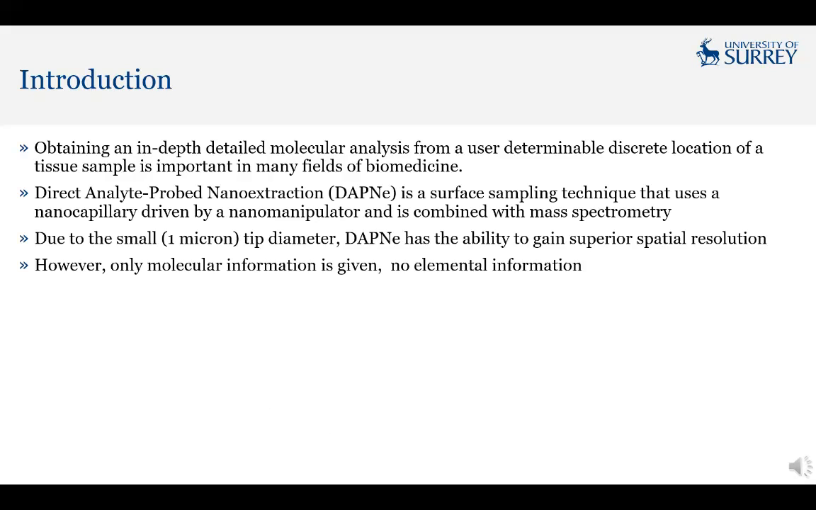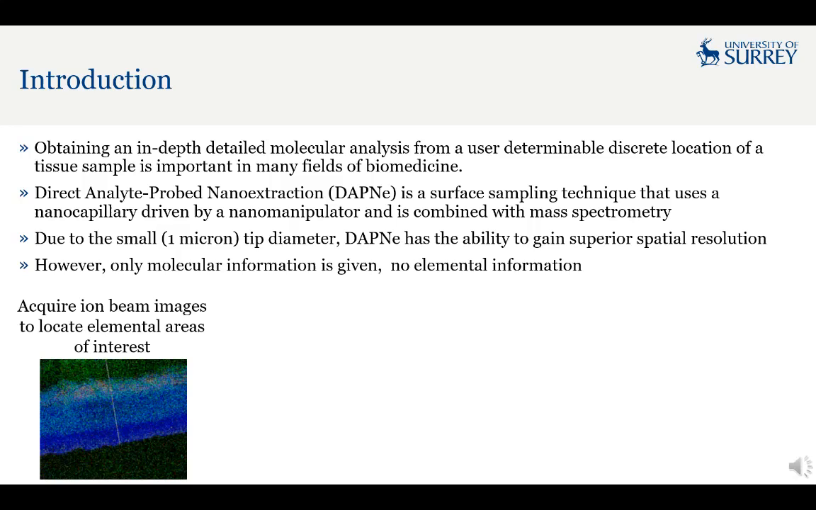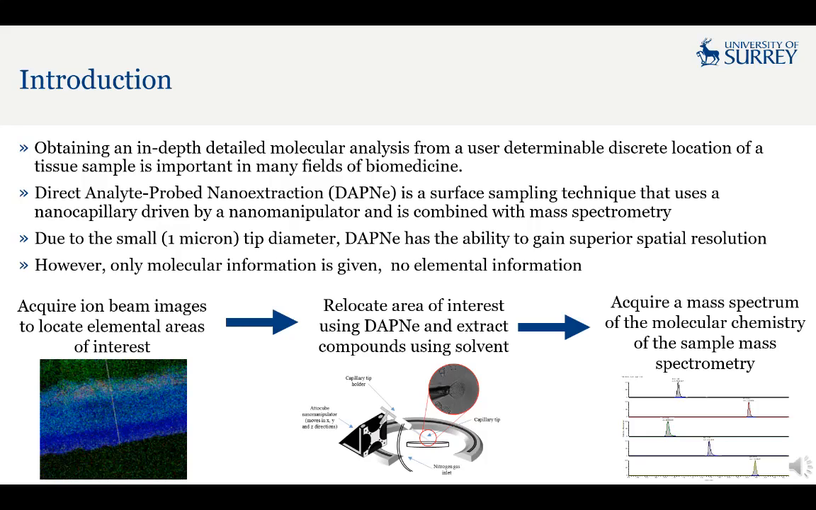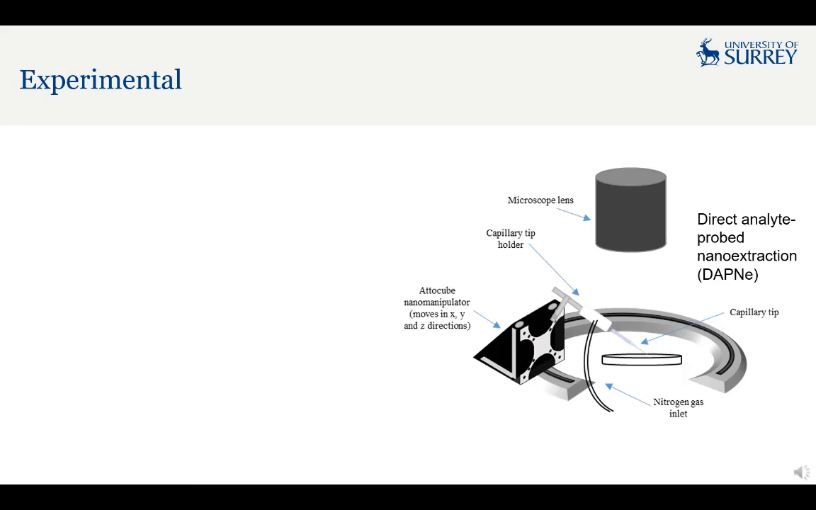However, with DAPNe-MS, only molecular information is given, not elemental information. However, when combined with IBA, an area of interest can be located on an elemental map. This area can then be relocated using DAPNe, and a mass spectrum of the molecular chemistry can be acquired. So how does DAPNe work?